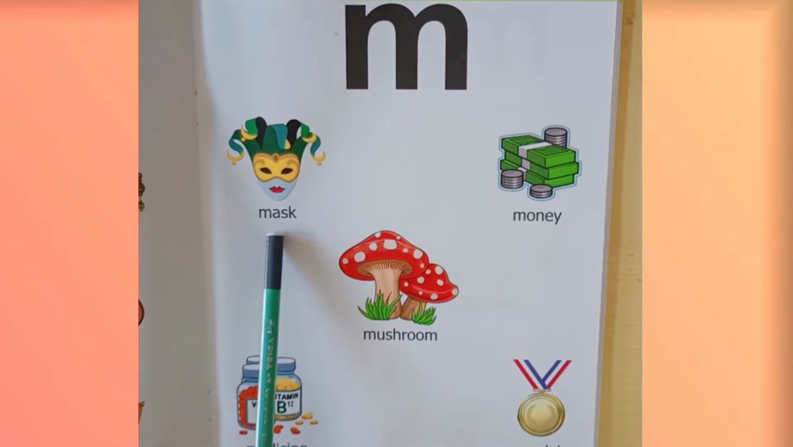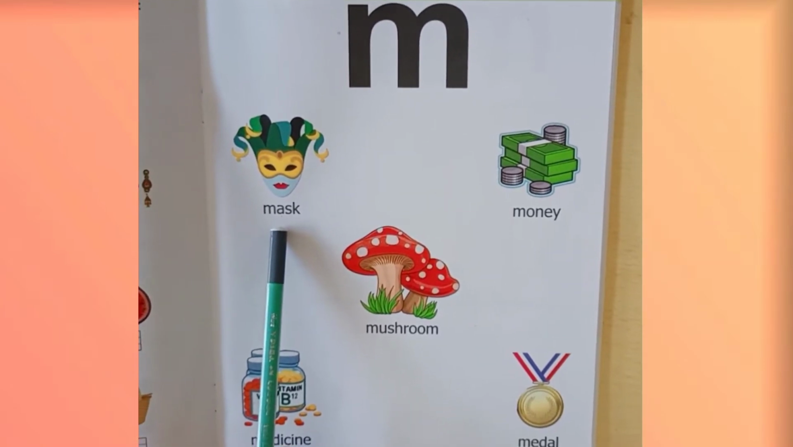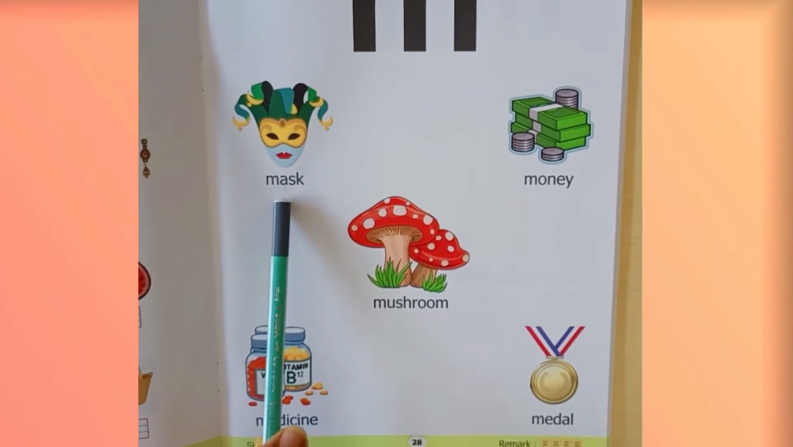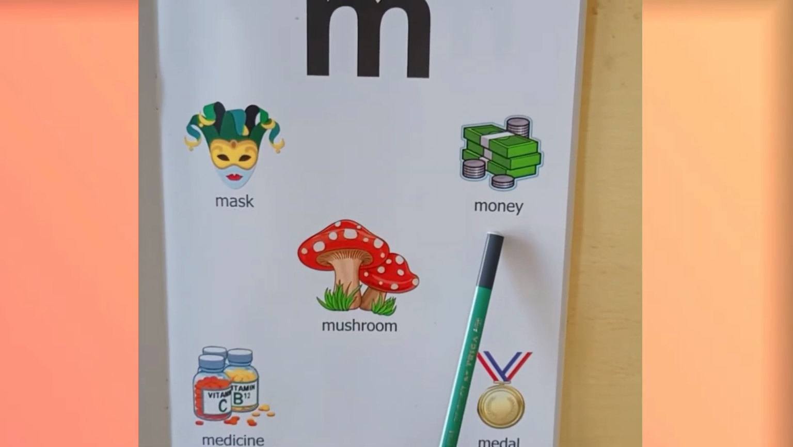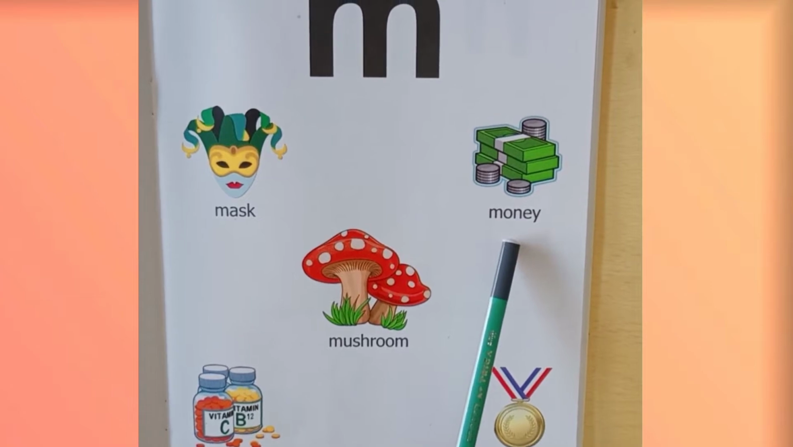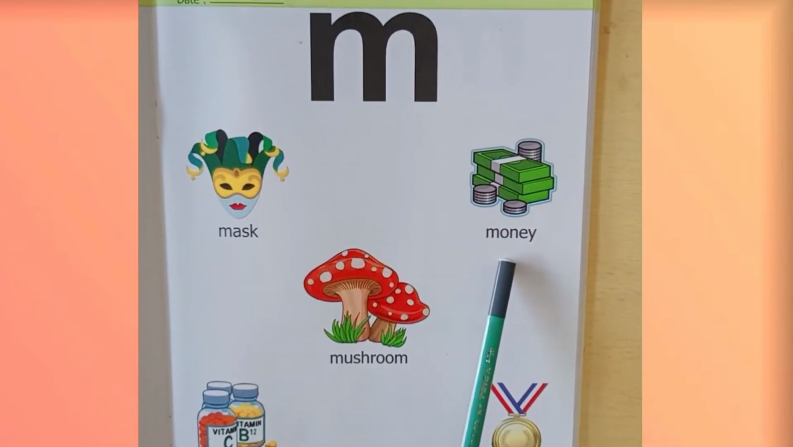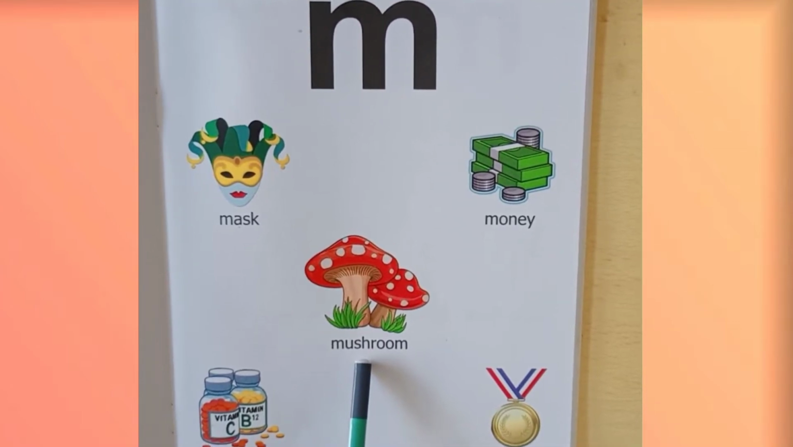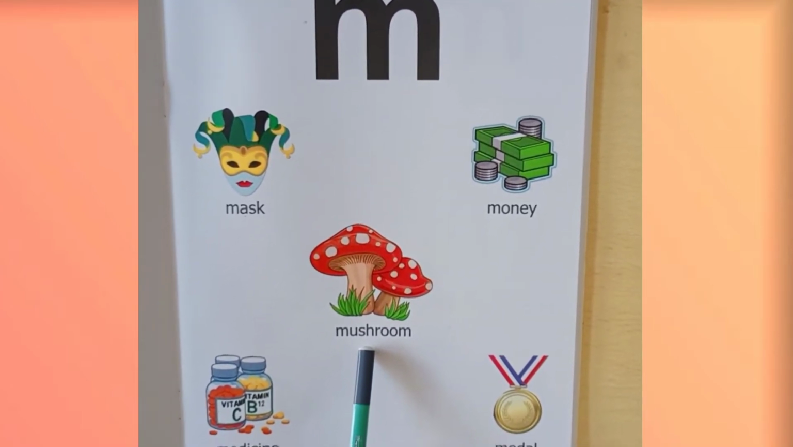Mask is used to cover our face. And children, you must be wearing it during parties and birthdays, right? M for money. Money means rupees and paise. M for mushroom. It is a type of vegetable.